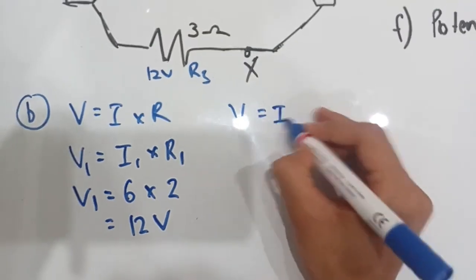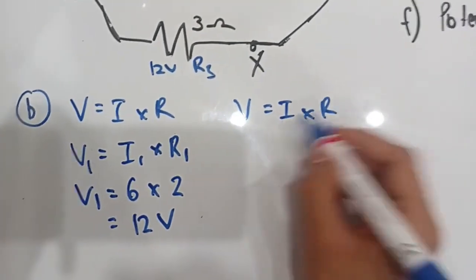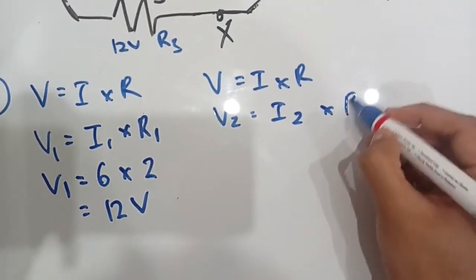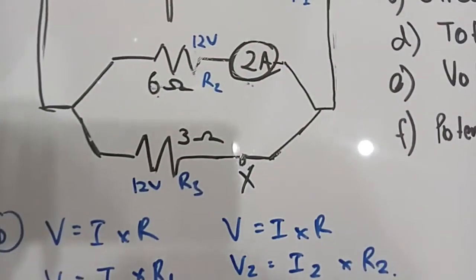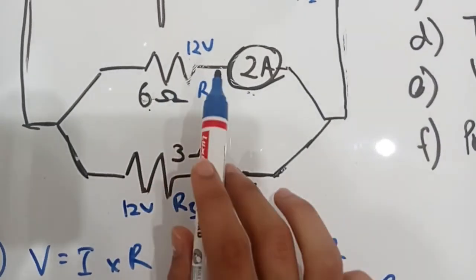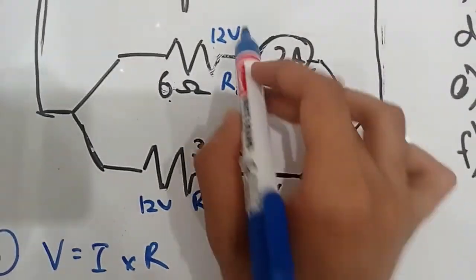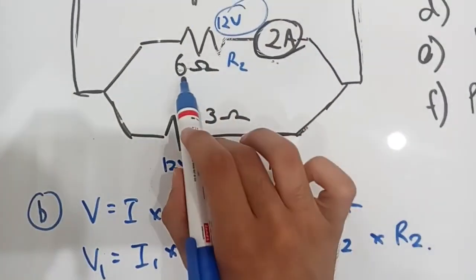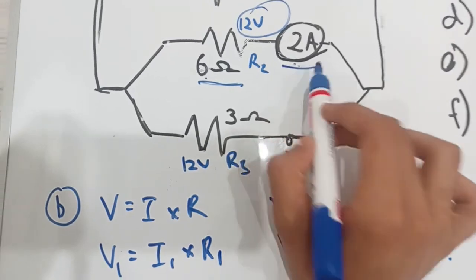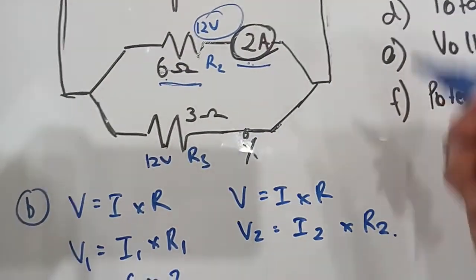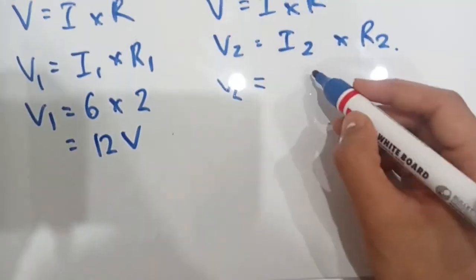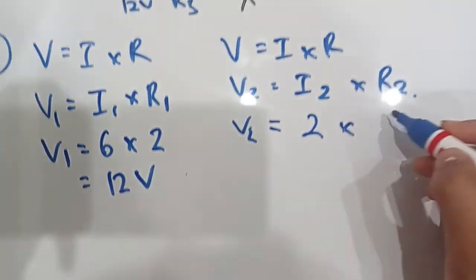Let's apply the same rule for the second one. This is Ohm's law. That means voltage 2 equals current 2 multiplied by resistance 2. Now, let's see. 6 ohms of resistance and 12 volts. We already know this, so we don't even need to do this because we used this to solve our last question. But anyway, we know it's a 6 ohm resistor and it's 2 amps. That's what the ammeter is telling us. So voltage 2 equals the 2 amps multiplied by 6 ohms, which is 12 volts.